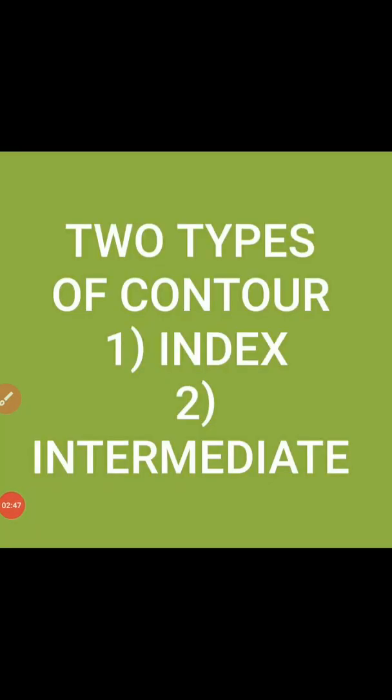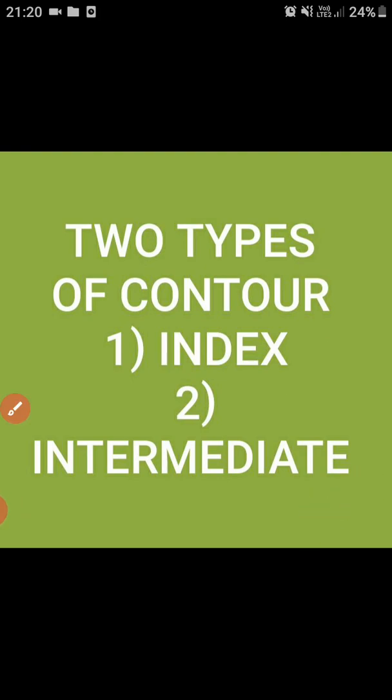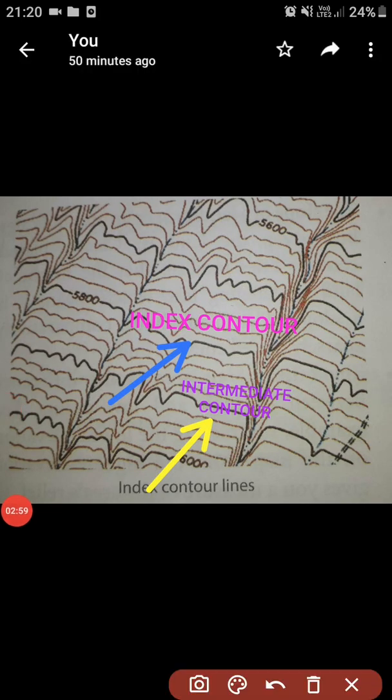Children, there are two types of contour. First you can see index contour, and second is intermediate contours. Here you can see some bold lines are there in between. These bold lines are showing index contour, and between two index contours, you can see there are many lines, and they are not so bold, they are light, so they are called intermediate contours.